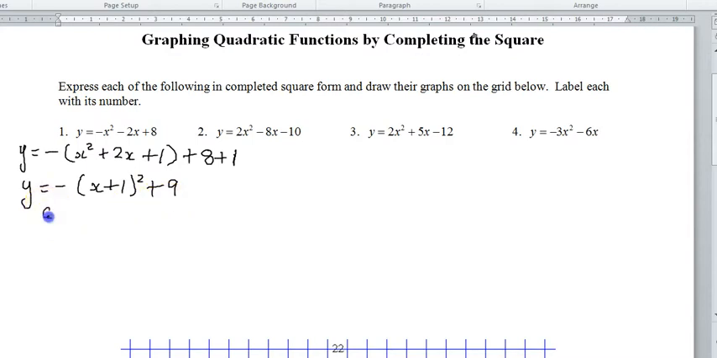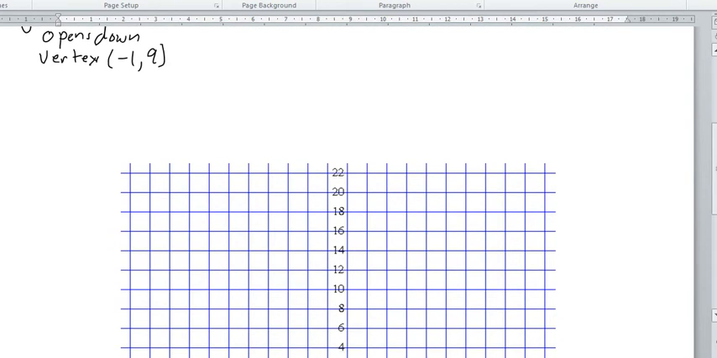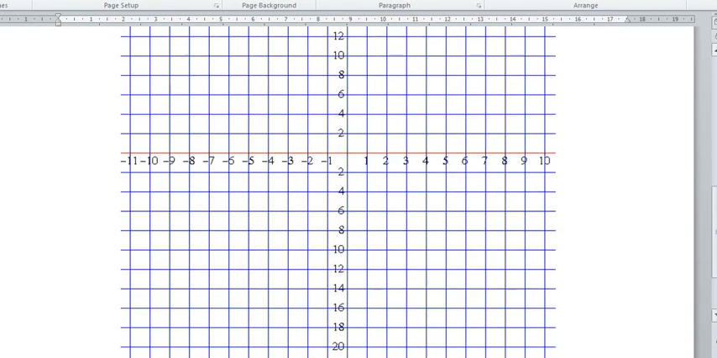So from this, we know that it opens down. There's no vertical stretch, okay, and there's no number here. The vertex is at -1, 9, and so we should be able to go graph that. So drag this down. We're opening down. We are at -1, 9. And note the scale on the y's is by 2, so there's -1, 9.